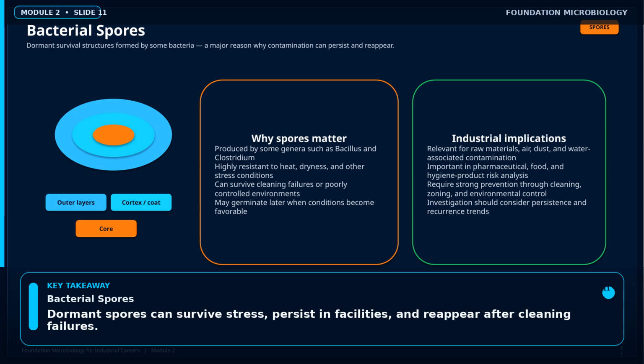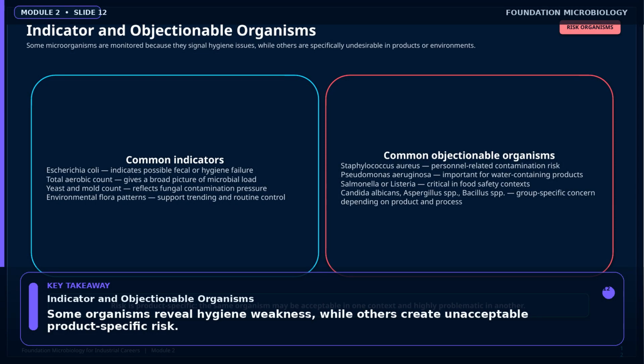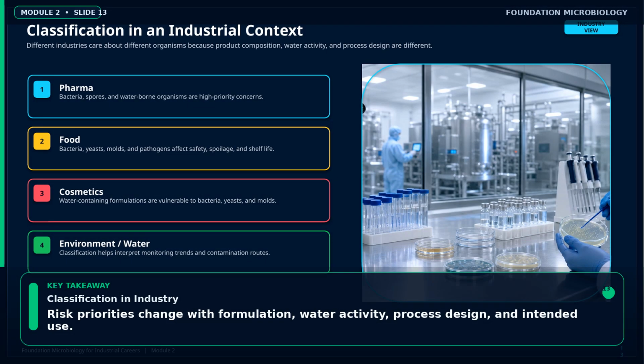Their resistance to heat, dryness, and other stresses explains why contamination may persist, recur, or reappear after an apparently successful cleaning activity. Indicator organisms can reveal hygiene weaknesses, water system issues, handling failures, or broader contamination pressure. Objectionable organisms are specifically undesirable because their presence may create unacceptable product, patient, consumer, or process risk.